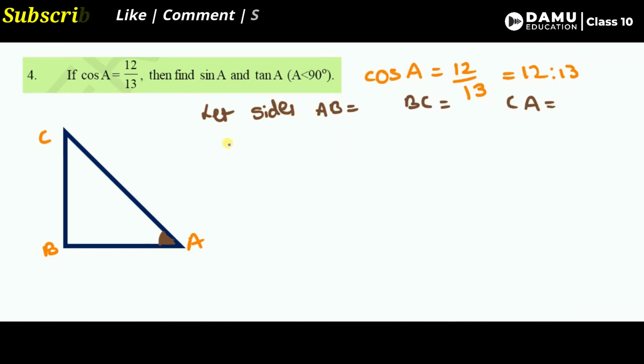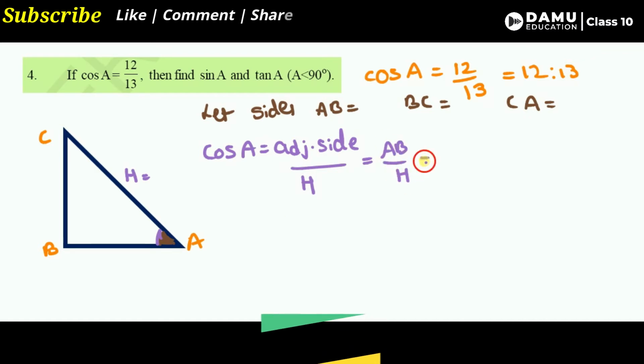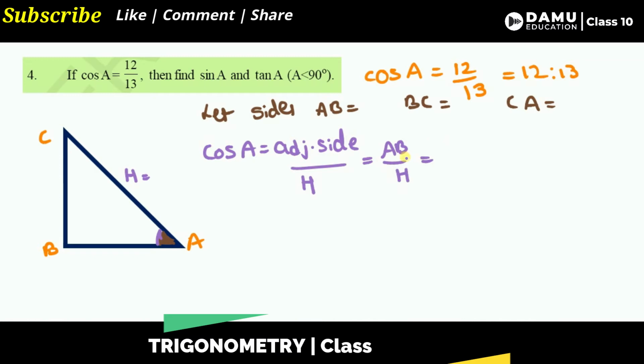Cosine theta is nothing but, what is the cosine A? The cosine A will be equal to adjacent side by hypotenuse. So the adjacent side for this angle is AB. Then what is the hypotenuse? They are given in the ratio, so let's take the sides as 12x and 13x. It is in the format of ratio, but it is multiplied with some constant, some variable. That variable value will be the same, so an equal common multiple will be there.